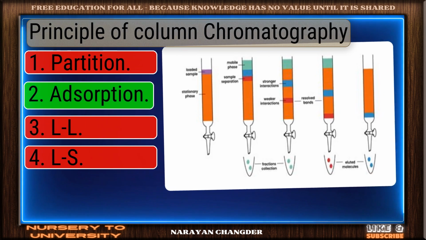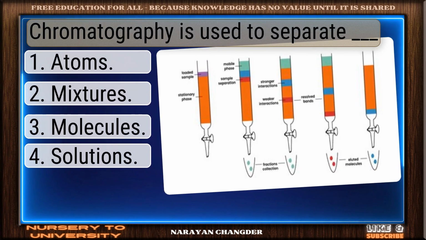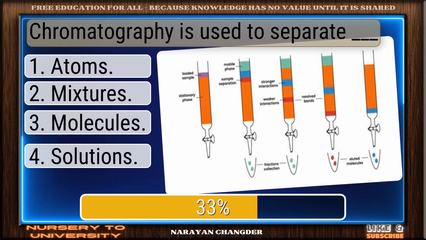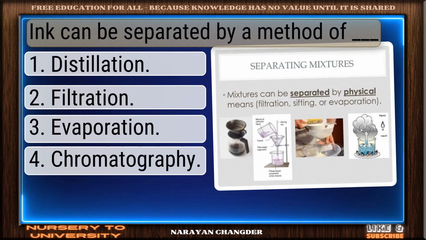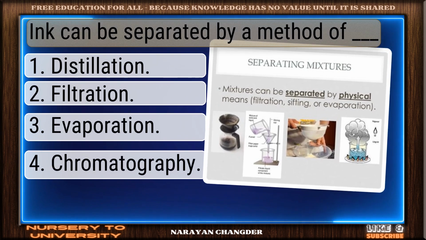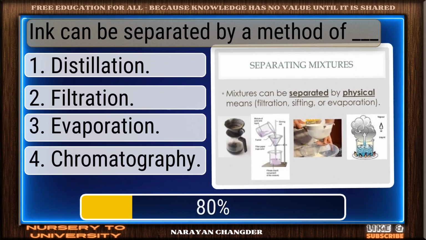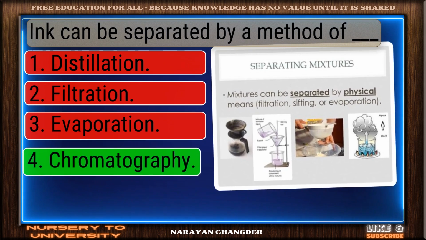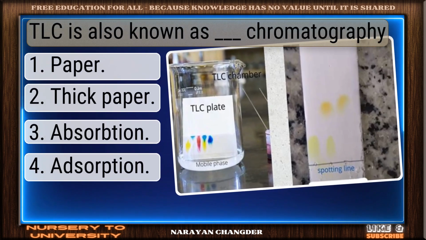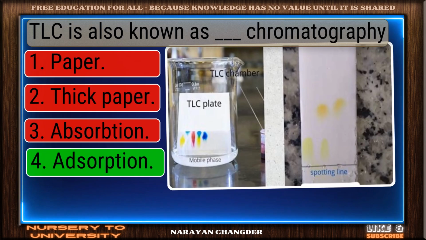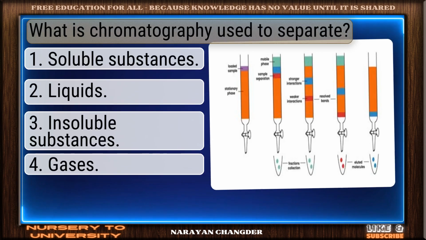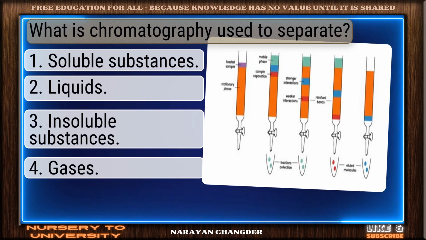Confident and correct, adsorption. Chromatography is used to separate dash. Excellent reasoning, mixtures. Ink can be separated by a method of dash. Clear and correct, chromatography. TLC is also known as dash chromatography. That's it, adsorption. What is chromatography used to separate?